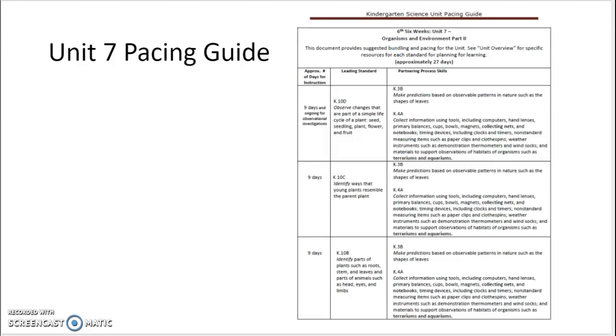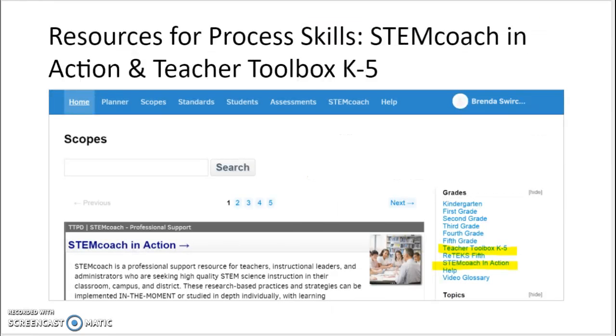We have 3 content standards, and there's 9 days for each of those, which might seem like a lot, but I know that there's a lot of things happening in this 6 weeks. So I really want to draw your attention to the partnering process skills. That's really going to be the bulk of the skill set that you're going to be focusing on with that content to really help prepare them for first grade. So this is a time to linger a little bit longer on the process skill part as well as the content. So let's talk a little bit about some resources for those process skills.